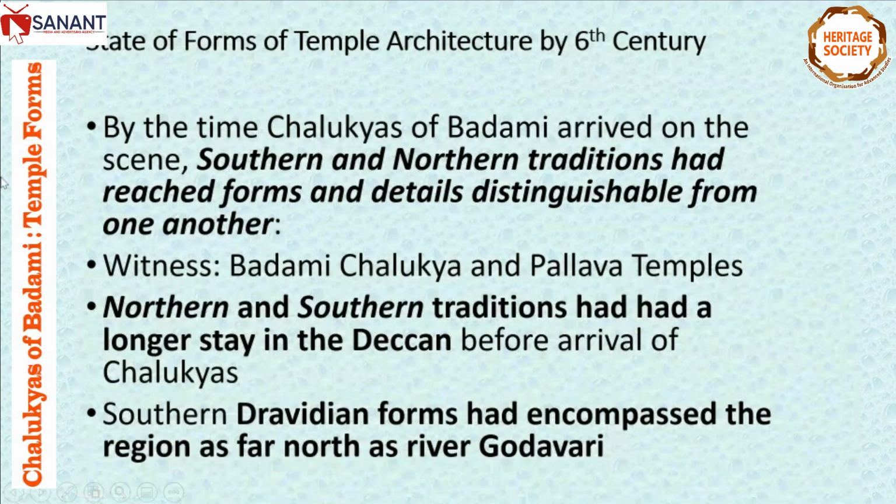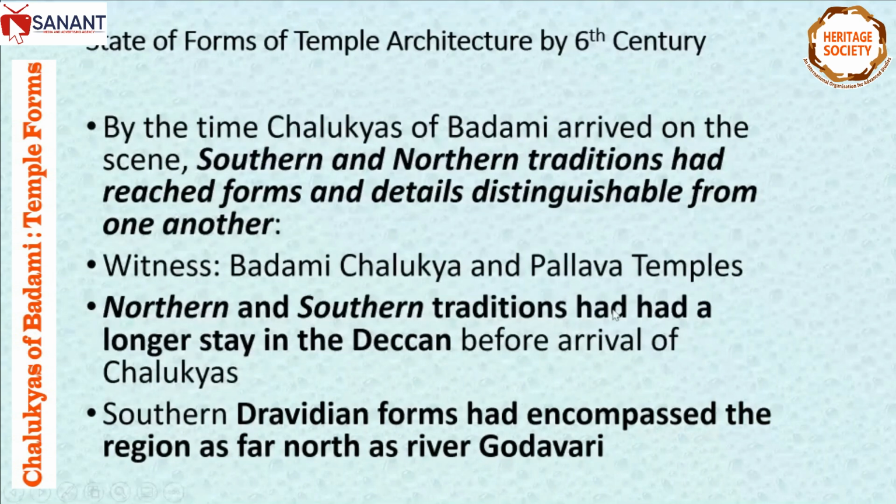By the time of the Chalukyas, you will notice that southern and northern traditions had reached forms and details distinguishable from one another. That means they had built up their own characteristics. You can distinguish a southern temple from a northern temple very clearly by the time the Chalukyas of Badami have come to power. And the Badami Chalukya and Pallava temples are witnesses to this statement.